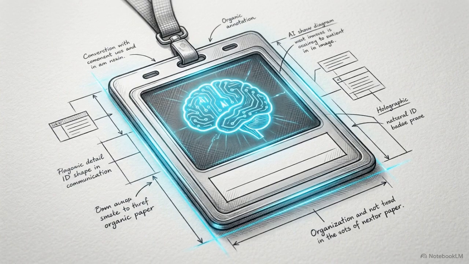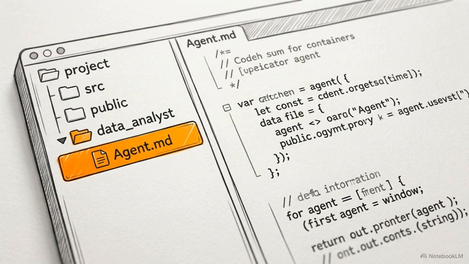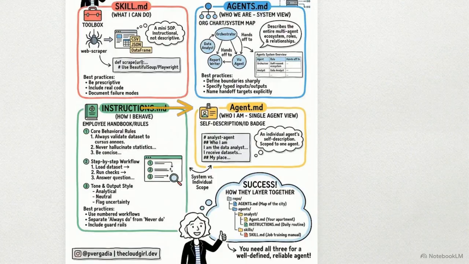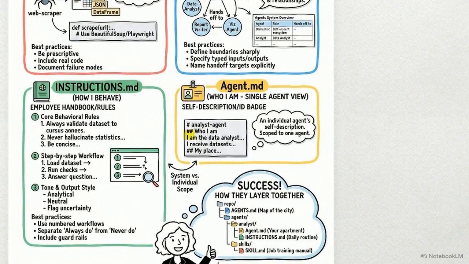Step 2 is giving each individual agent its badge. Create a dedicated folder for one specific agent, and inside, generate a singular agent.md file. This file is just an ID badge, like the one shown here. It rarely needs to exceed 30 lines. It exists solely to tell the agent exactly who it is. For example, I am the data analyst.